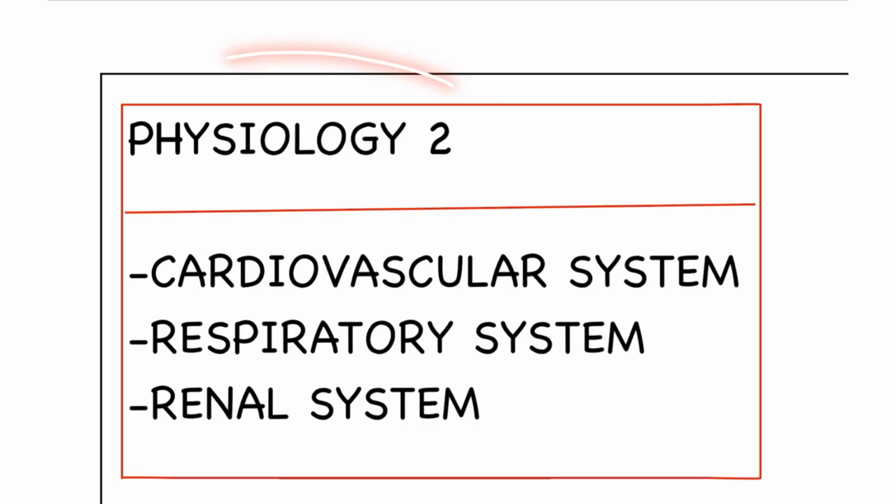Today we are going to discuss physiology part 2, and I'm going to cover the cardiovascular system, respiratory system and the renal system. Okay, these are the most important systems after completing the neuro and the nerve. For that video, please watch part 1.